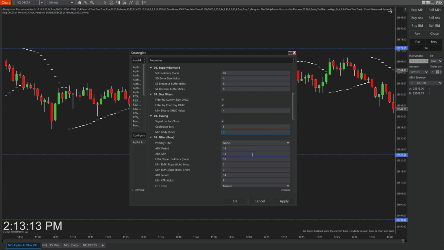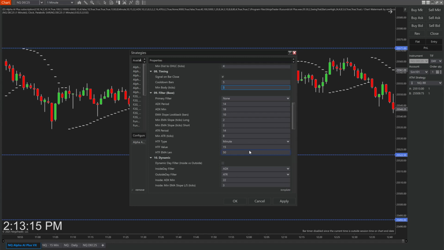And then we have the filters. We have all the kind of filters you can imagine: ADX, EMA slope, ATR, higher time frame. You can pick any one. Let's say you pick ADX. You can go here and change the ADX settings, ADX minimum, and ADX period. If you choose EMA slope, you can choose the EMA slope for long or short.